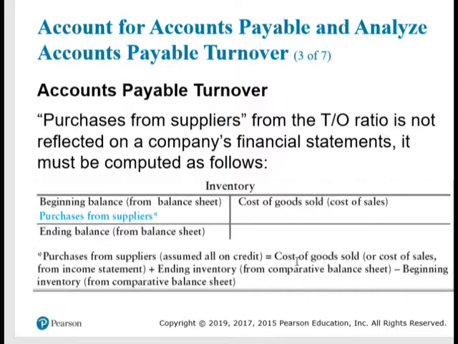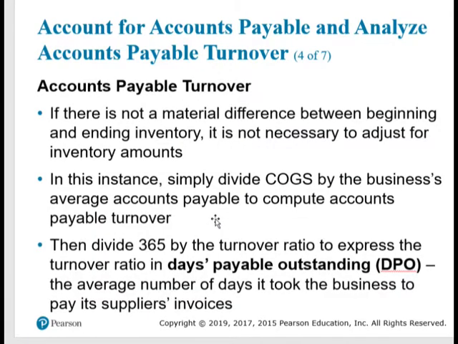This is a better illustration. In order to calculate purchases from suppliers, you have to know the beginning and ending balance of inventory. If there's not a material difference between the beginning inventory and the ending inventory, if they haven't increased or decreased very much, sometimes it's not necessary to adjust because the difference is going to have little or no effect, which makes the computation easier. Just divide cost of goods sold by average accounts payable, which would be beginning plus ending divided by 2.